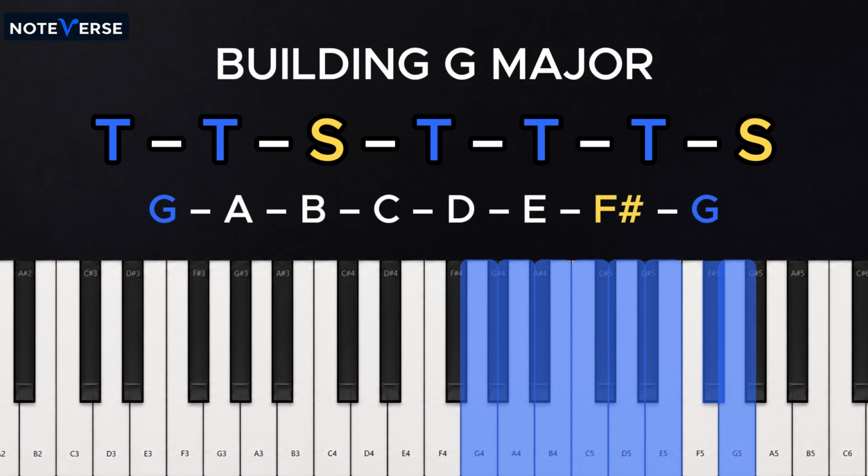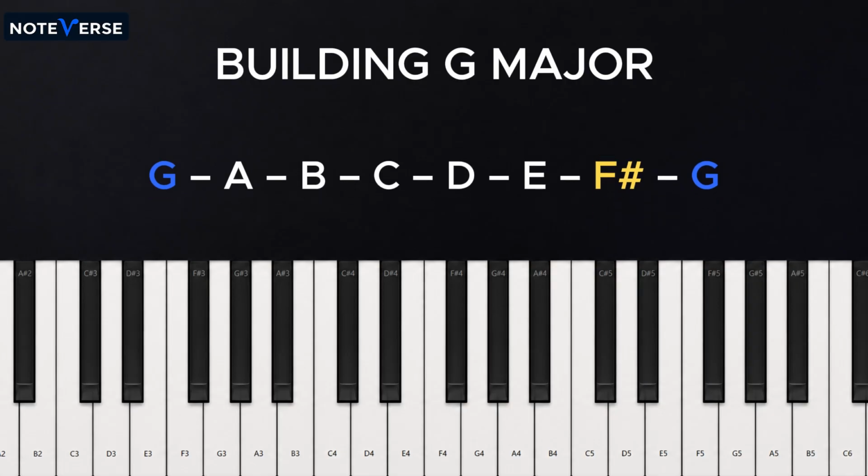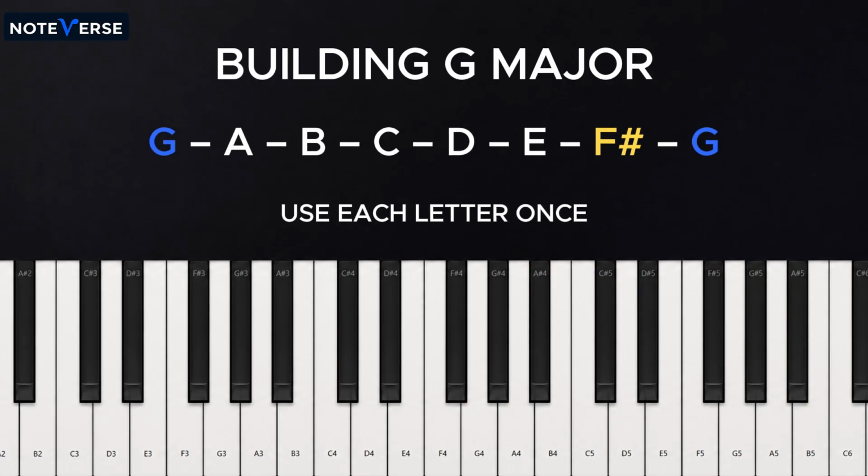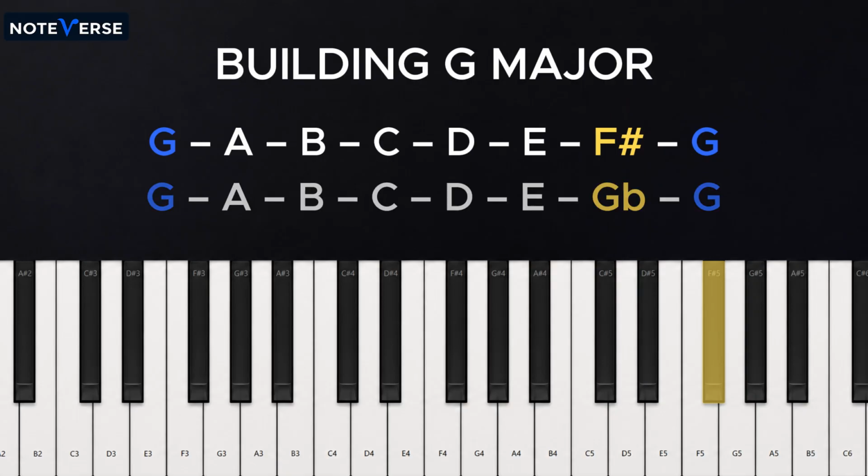And there's one more rule that keeps scales easy to read. A major scale uses each letter name once. So in G major, this note must be F sharp, not G flat. Otherwise, we would use G twice and skip F.